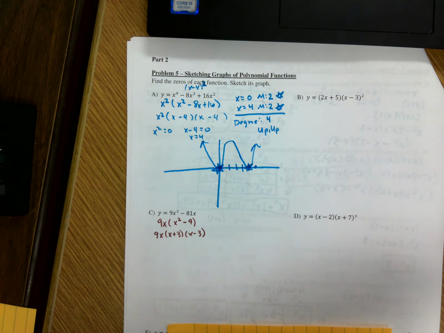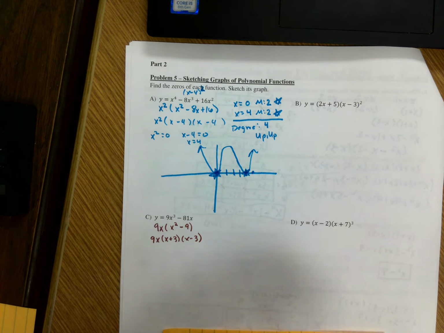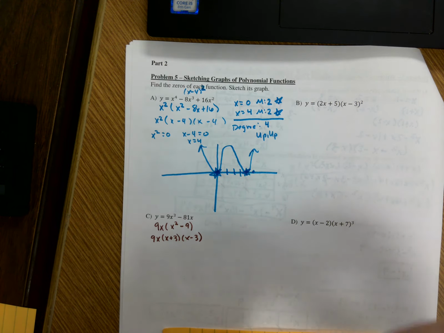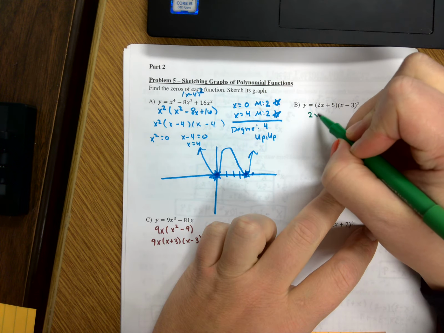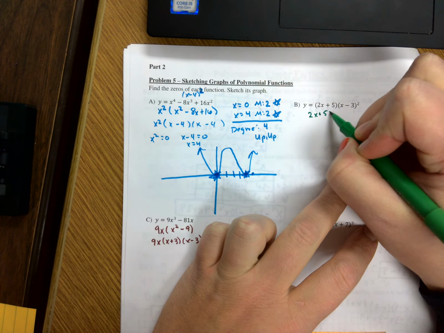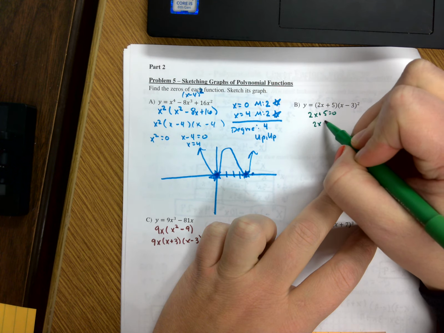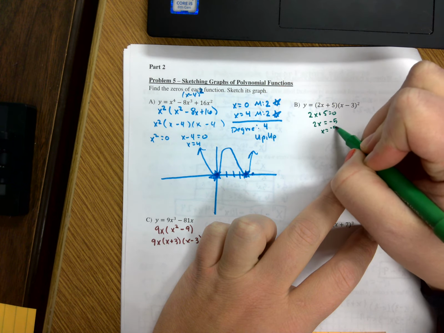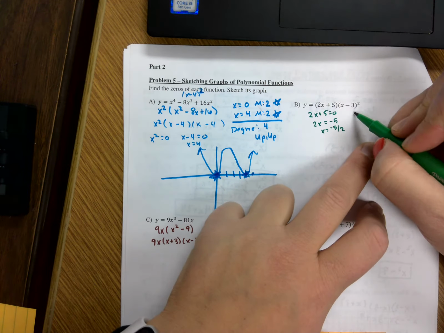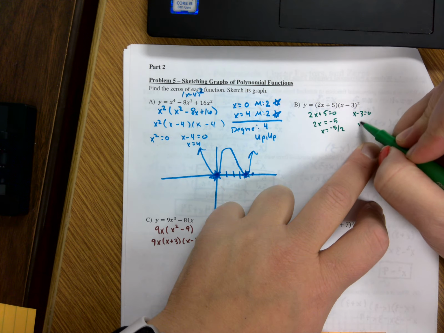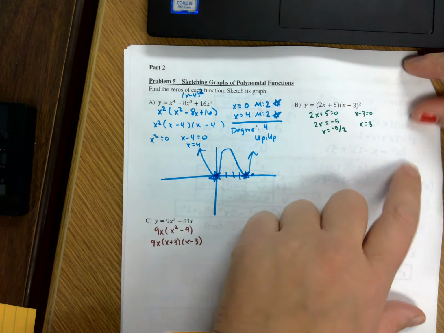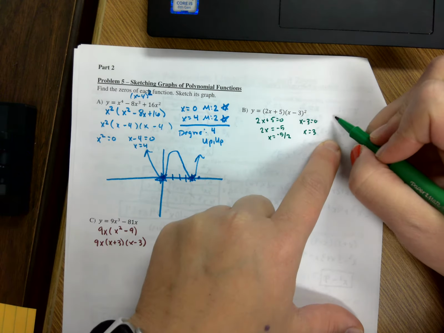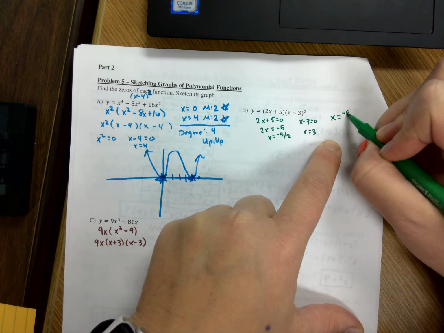I'm actually going to get a different color. So B, it's already factored for us. That's so great. So I have 2x plus 5 is equal to 0. So 2x equals, I'm going to subtract that 5 over and then divide by 2. Here I have x minus 3 is equal to 0. So x equals 3. So if I'm going to write my zeros over here, x equals negative 5 halves.